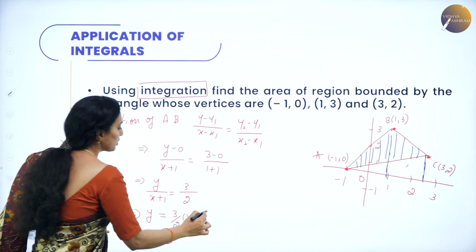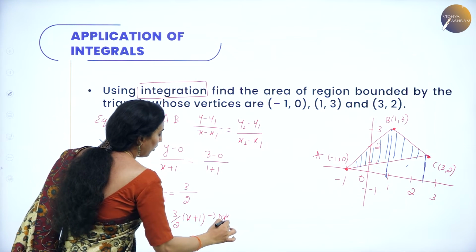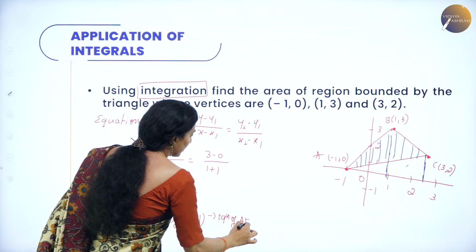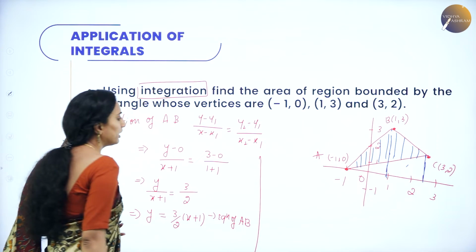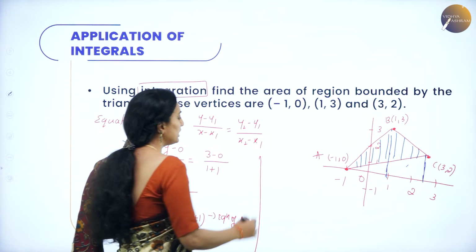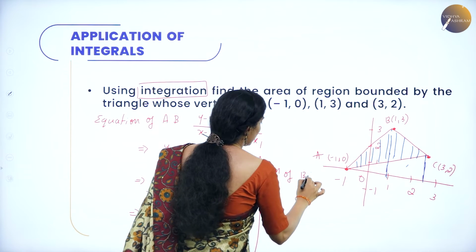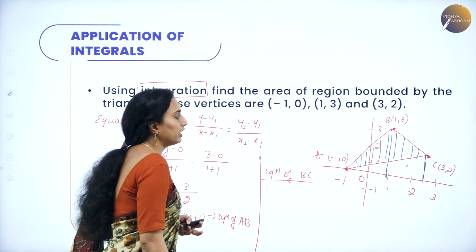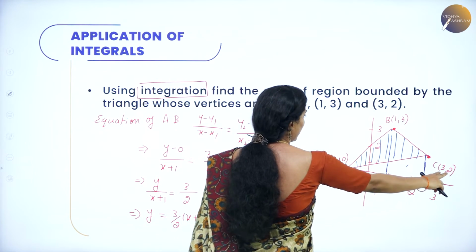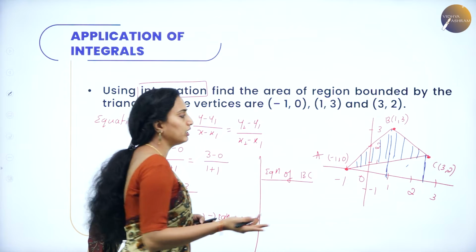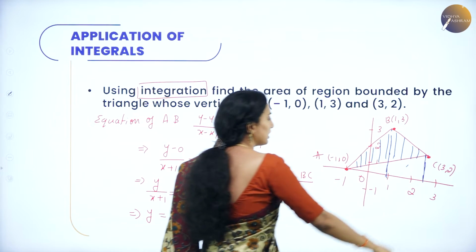So this is the equation of what? Equation of AB, the line AB. Similarly, let us find the equation of BC. Same formula we are using, but taking this as x1 y1, this as x2 y2. Otherwise, you can take this one as x2 y2 or this as x1 y1.